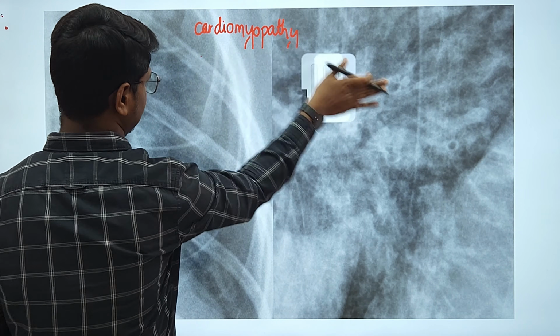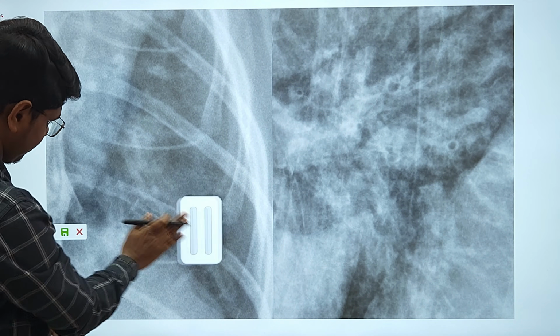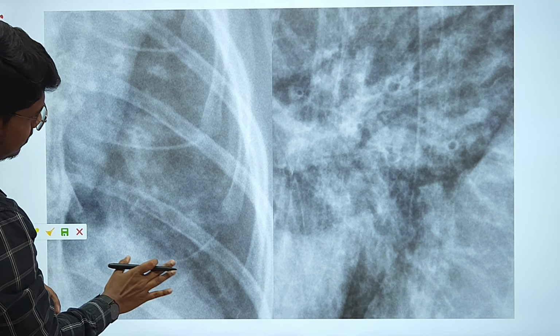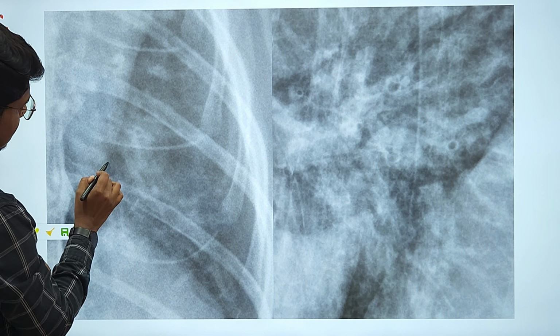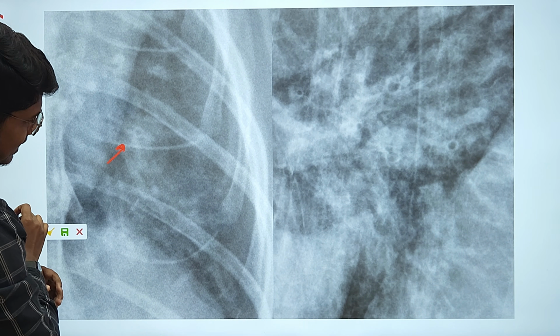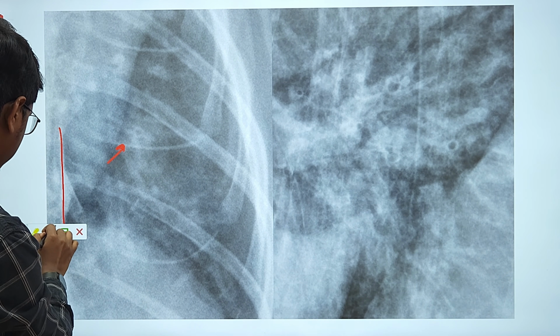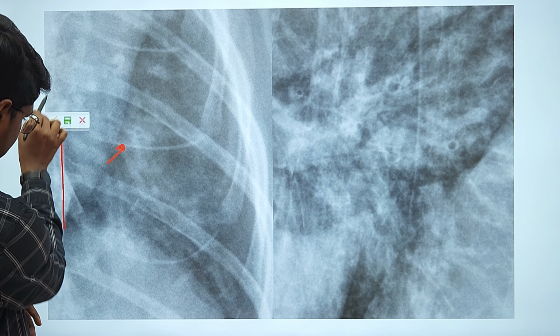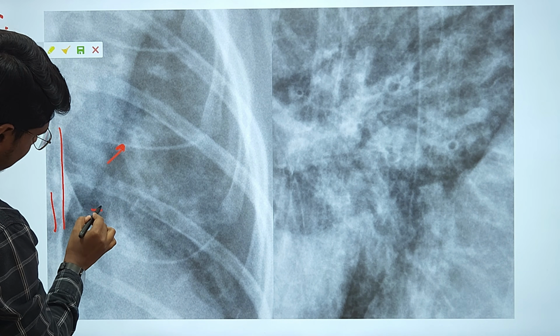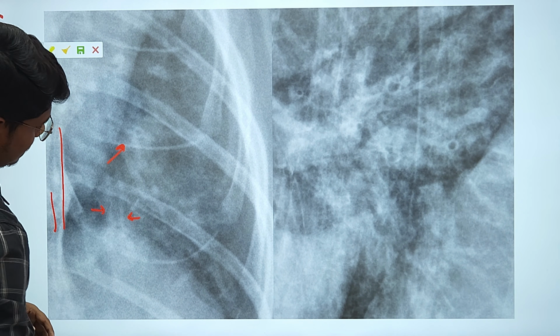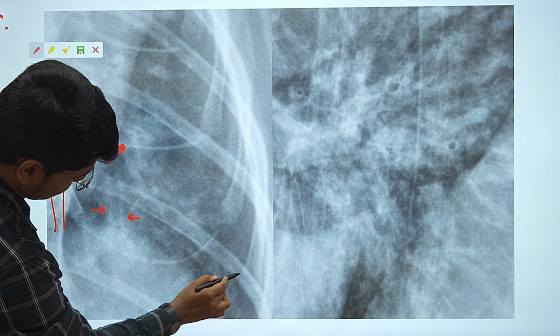Okay, let us see here. This is a radiograph. This is the caudal one. You can see the intensity is more increased. Can you see some tram lines? Here is a tram line. And here is a tram line.